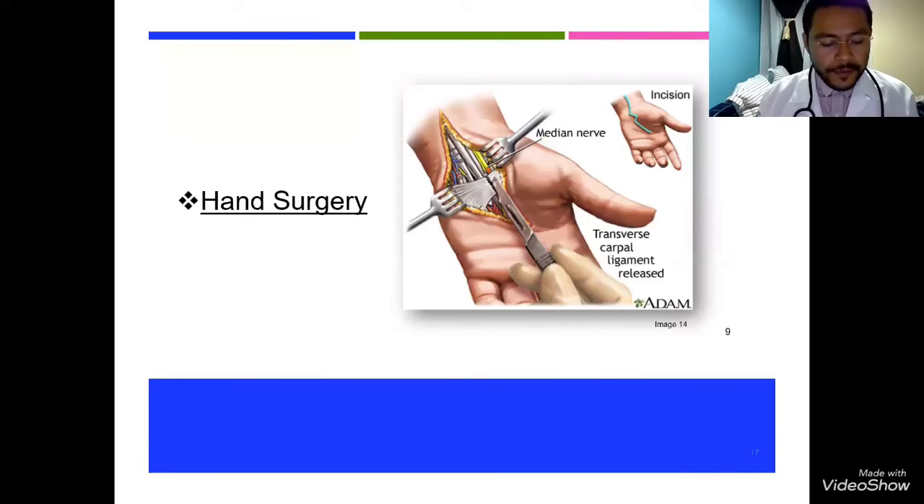The hand surgery and other surgical treatments are to do the open carpal tunnel release and endoscopic carpal tunnel release.